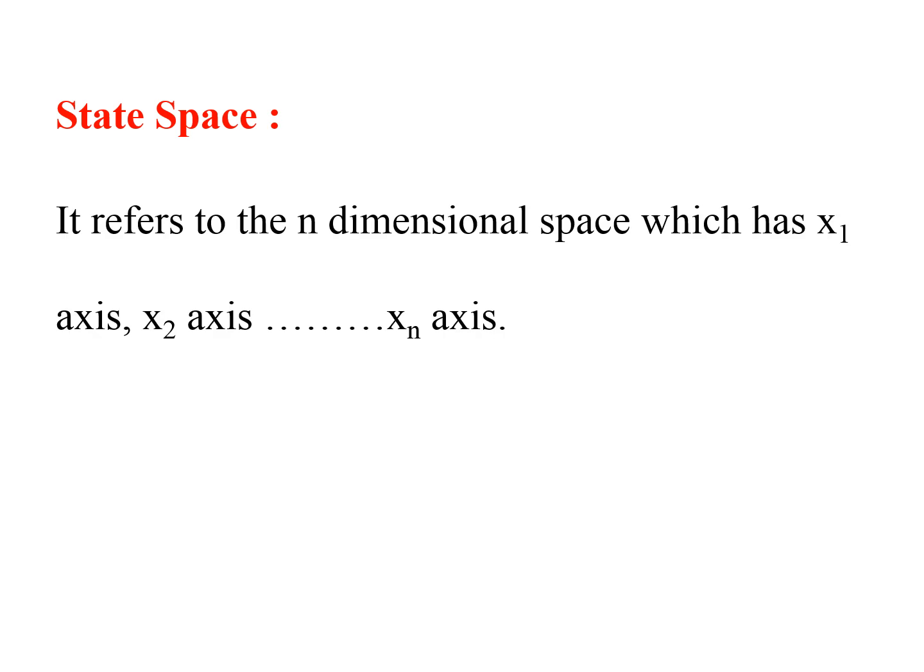And the fourth one is the state space. It refers to the n dimensional space which has n number of axes. These are the basic definitions.